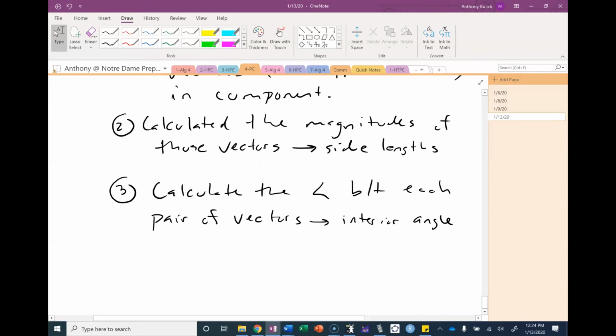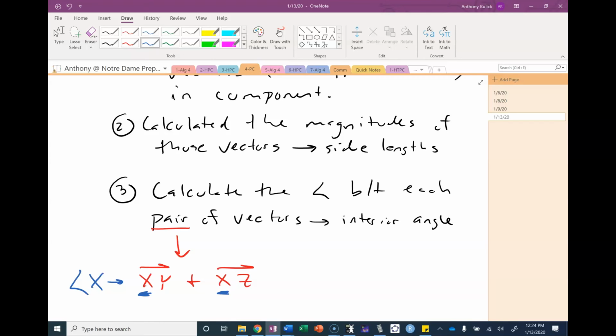Then I calculate the angle between each pair of vectors. That's going to give me then the interior angles for this triangle. When I mean pair of vectors, I mean something like xy and xz, where the initial letter is the same. So for angle x, I used xy and xz. So the initial point on the vectors has to be the same as the angle you're solving for. Is that okay? Yeah.